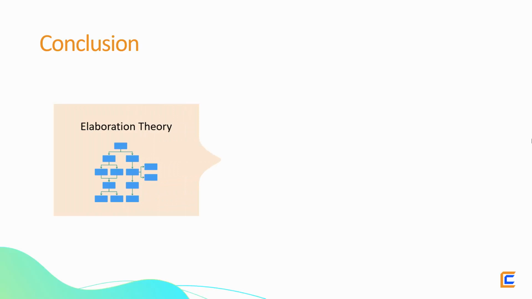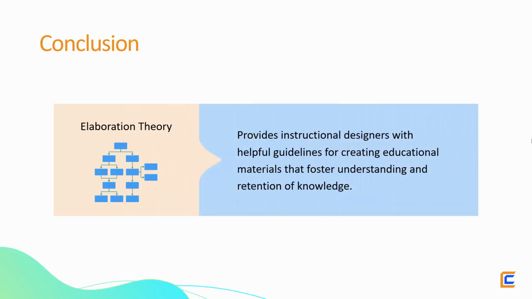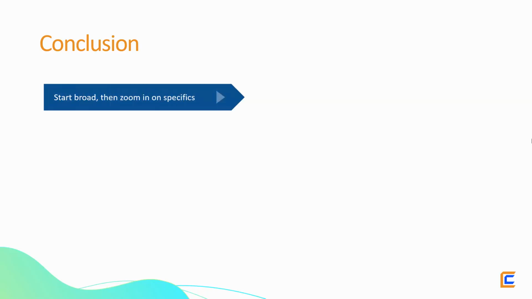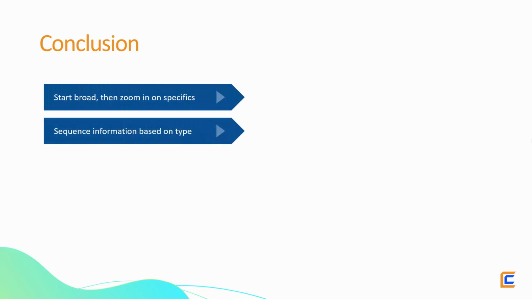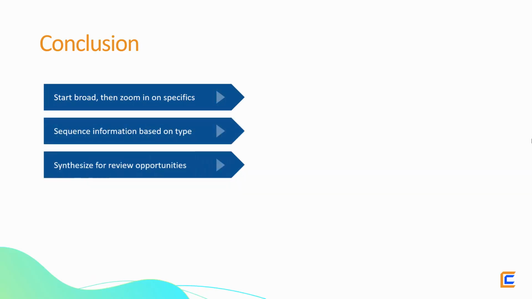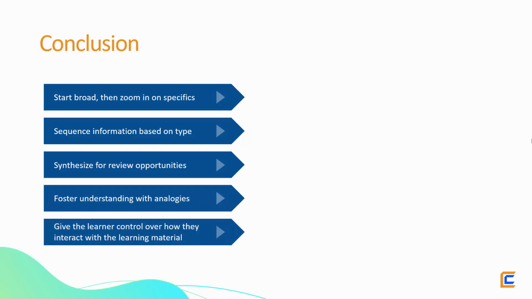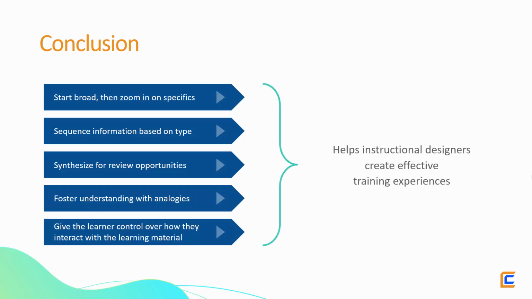In conclusion, elaboration theory provides instructional designers with helpful guidelines for creating educational materials that foster understanding rather than memorizing facts alone. By starting broad, then zooming in on specifics, by sequencing information based on type, by synthesizing for review opportunities, by fostering understanding with analogies, and giving learners control over how they interact with the learning material, instructional designers can create effective training experiences that engage users while providing valuable knowledge retention opportunities over time.